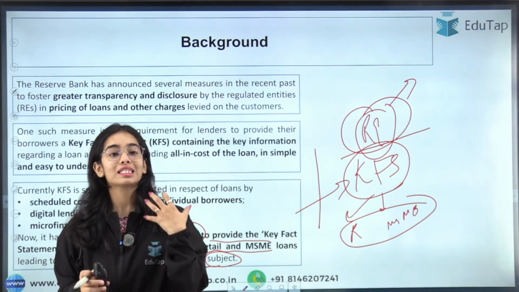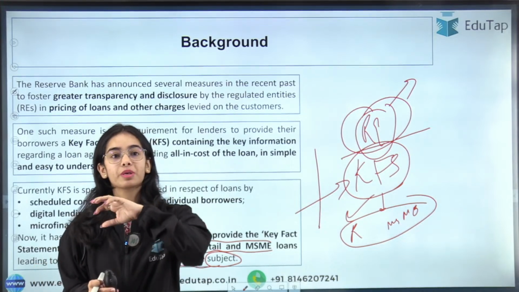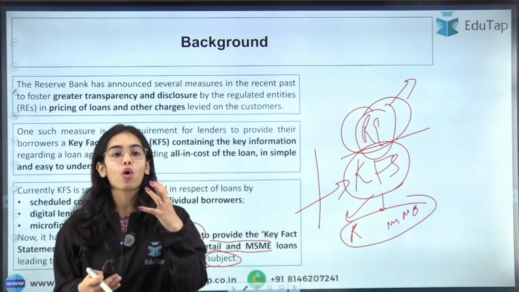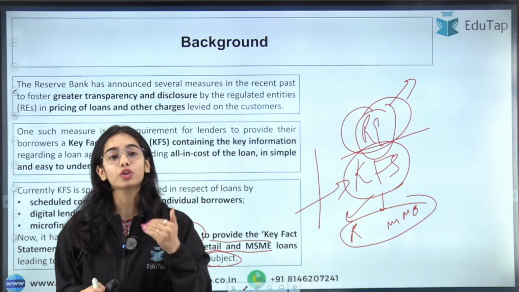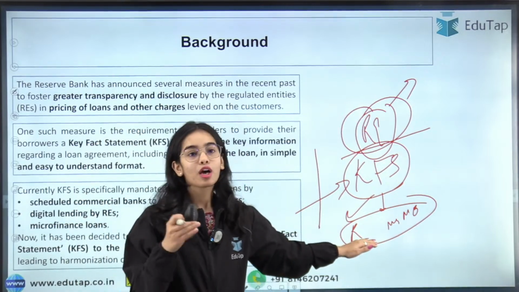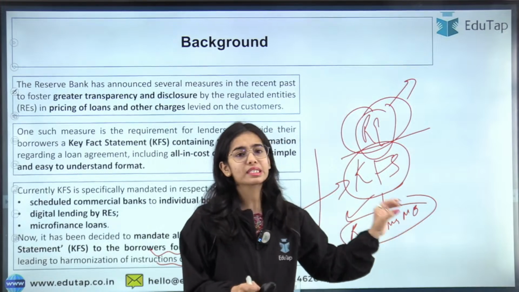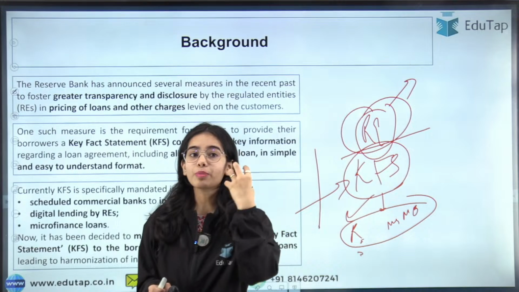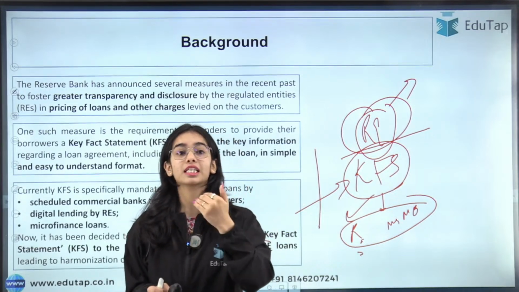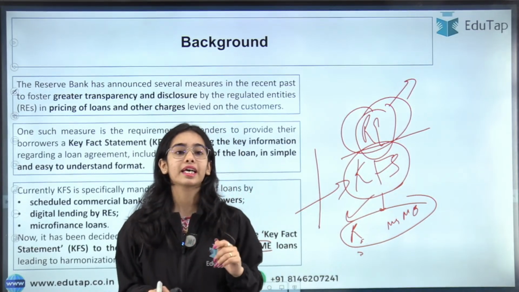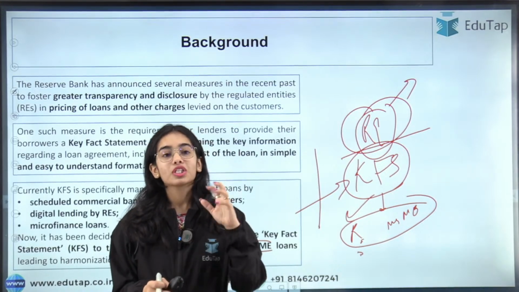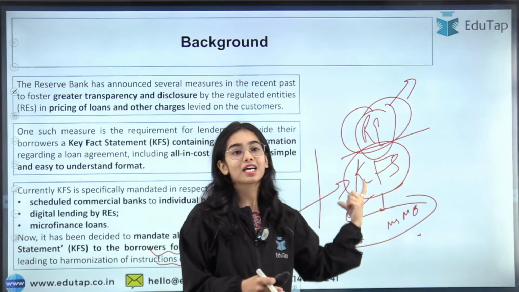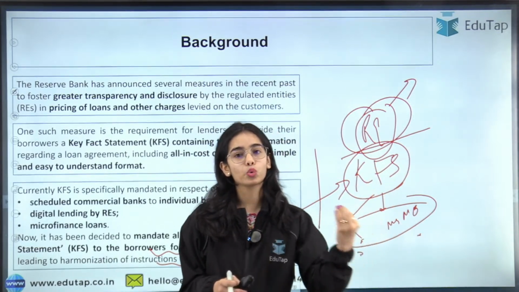See, corporate borrowers have a legal team. They are very knowledgeable when interacting with the bank, so they can directly interact and get all the information they want. They also check the documents. But retail borrowers and MSME borrowers, such as street vendors and small entrepreneurs, are not much aware that there are hidden charges, insurance charges, and other charges levied by the banks. So to protect retail borrowers and MSMEs, the key fact statement has to be specifically provided for these loans.